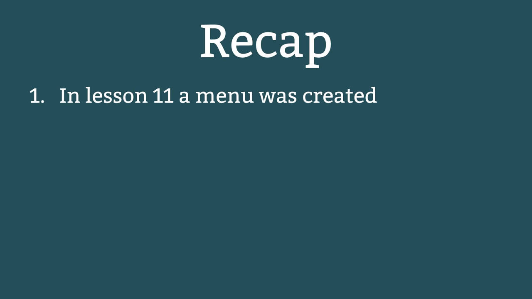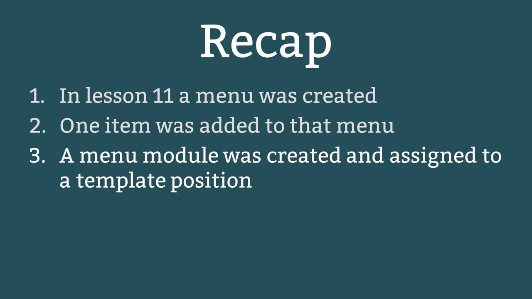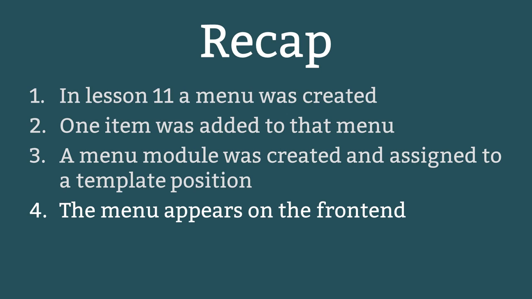Let's recap what's happened now and in the previous lesson. In lesson 11, a menu was created. Then one item was added to that menu that points to a single article. A menu module was created and assigned to a template position. Now that menu appears on the front end, and when a link is clicked, a page is generated containing the content specified in the menu item.